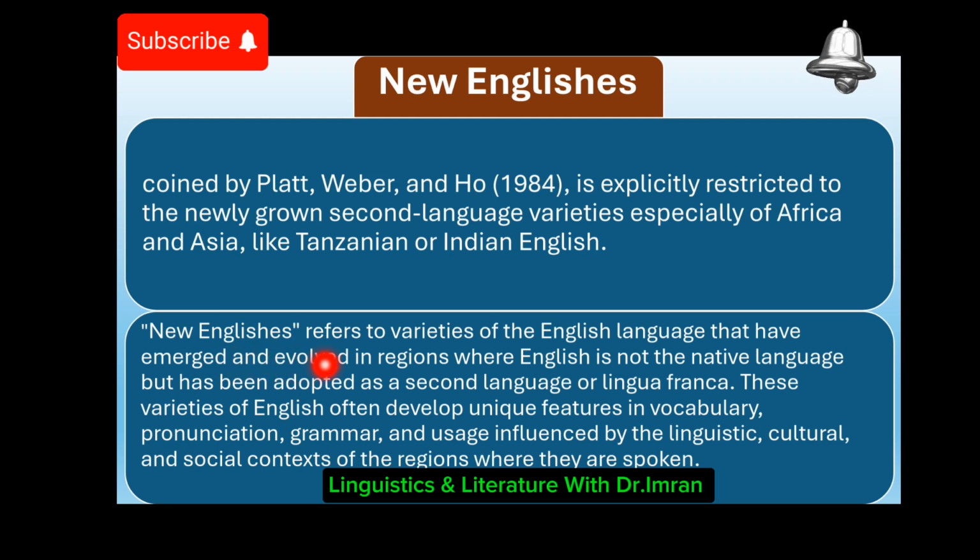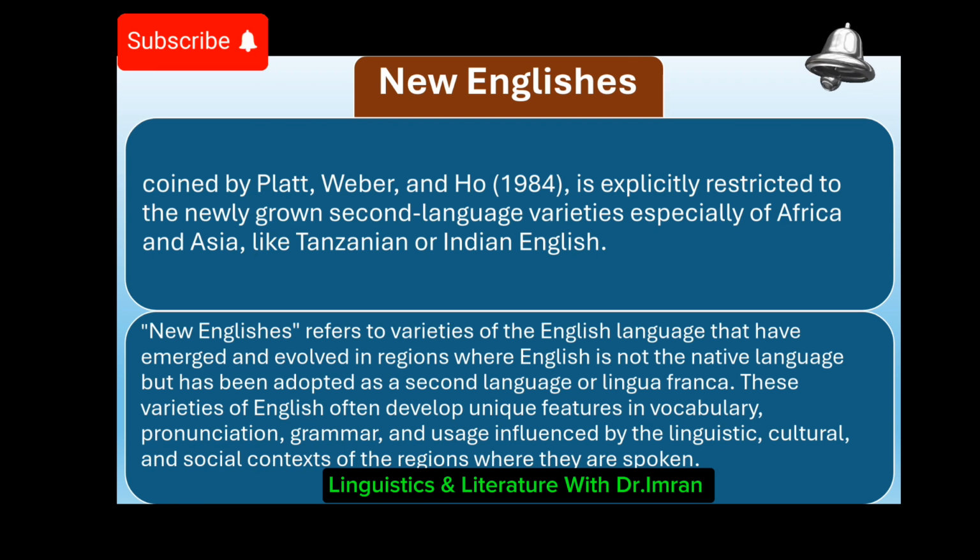New Englishes refer to varieties of the English language that have emerged and evolved in regions where English is not the native language. If you are speaking English in Pakistan, India, Nigeria, Bangladesh, or some African countries, that is not the native language of these countries. These are areas where English is not the native language but has been adopted as a second language. In Pakistan, India, Bangladesh, Nigeria and Singapore, English is a second language, not a native language. So this refers to New Englishes, not World Englishes.